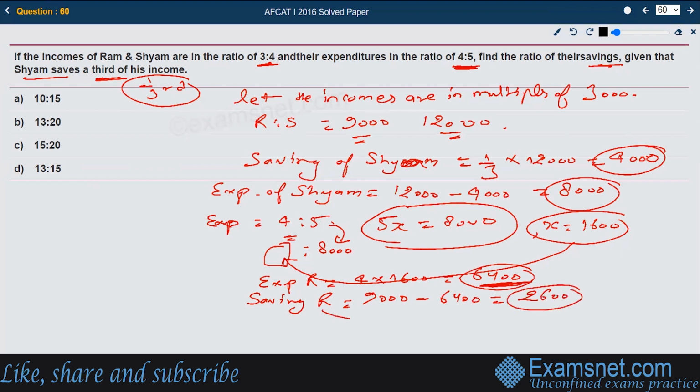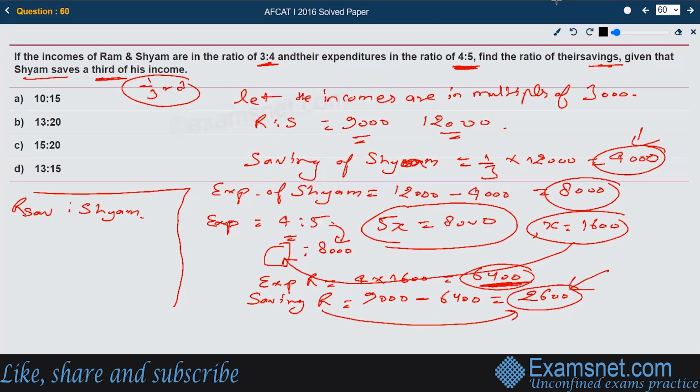So this is the saving of Ram, and he has asked us to find out the ratio of savings of Ram and Sham in the same order. Ram's savings is to Sham's savings. This is what we are supposed to give him. We have already calculated Sham's saving as 4,000 and Ram's saving is 2600. So let us put the values. 2600 is to 4,000. If we solve this, this ultimately lands up as 13:20. So that is the right ratio of Ram's saving to Sham's saving. Answer is B, 13:20.